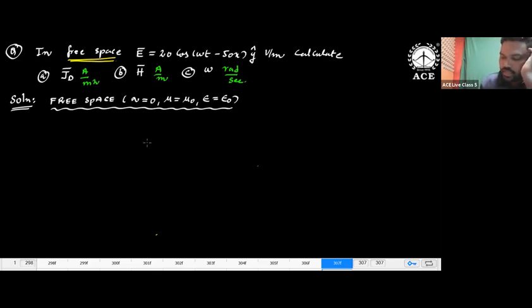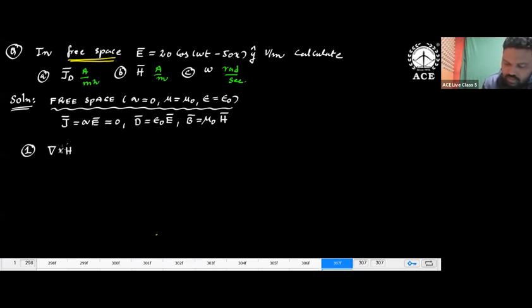So what happens to the conduction current density? J is equal to, we know that, sigma into E, beta, which is equal to 0. D is equal to epsilon naught into E, and then B is equal to mu naught into H. Okay, just substitute in the Maxwell's equations. What is the first Maxwell equation? Del cross H is equal to J plus dou D by dou T.